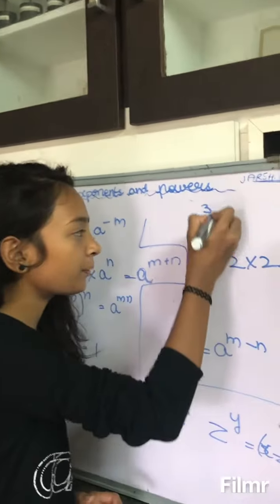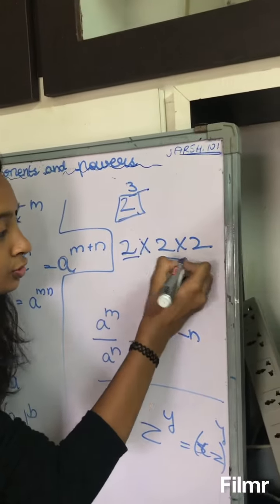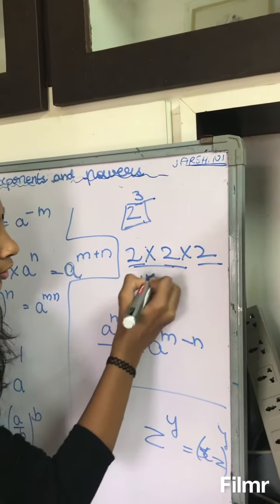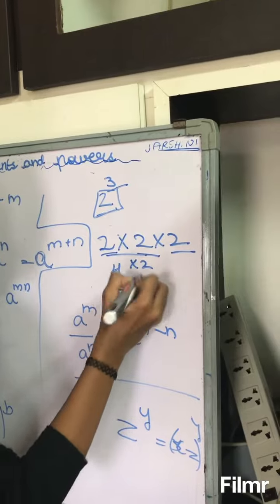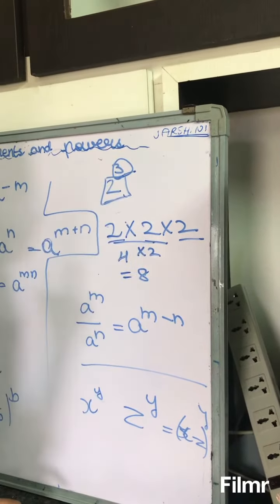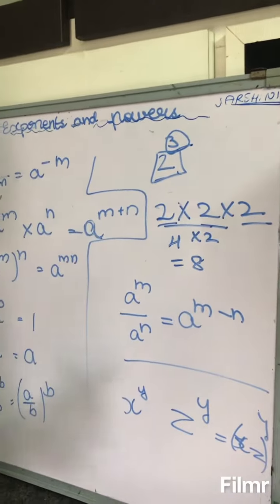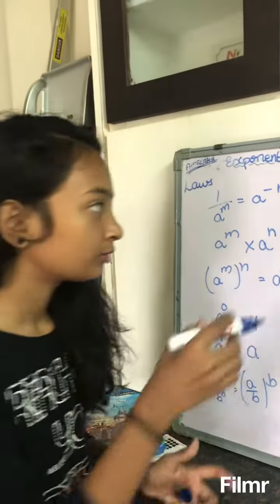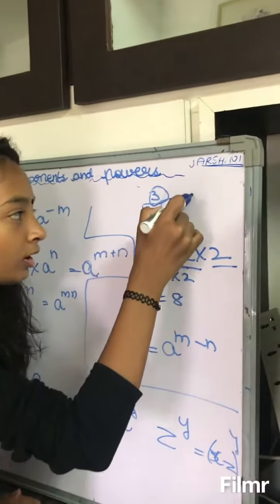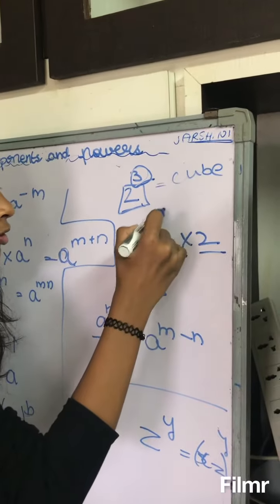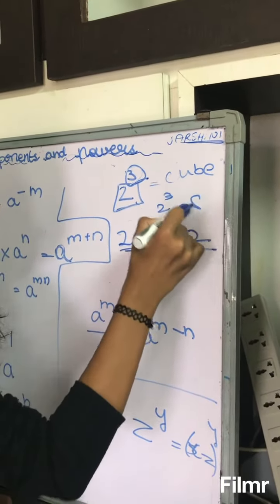So here 2 to the power of 3 is 2 into 2 into 2. 2 into 2, 4. 4 into 2, 8. The power 3 can also be called cube, so you can call this 2 cube, and that is equal to 8.